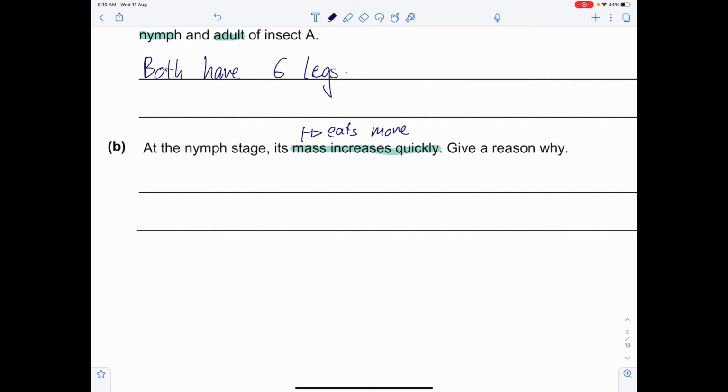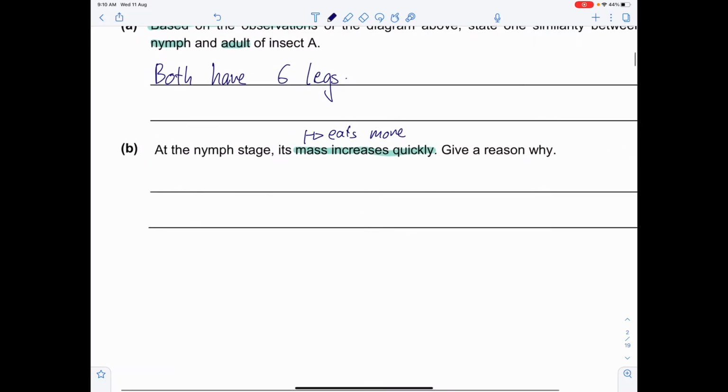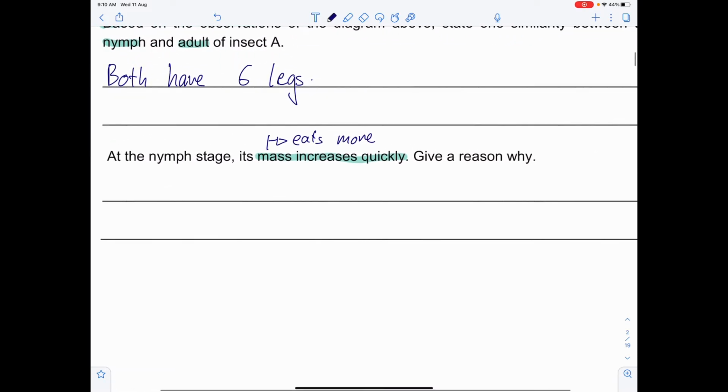We cannot say, oh, it photosynthesizes more. Yeah, it has to eat more in order to grow, to increase in mass. There's no other way around it. Okay, so the answer would be the nymph feeds a lot more during this stage.